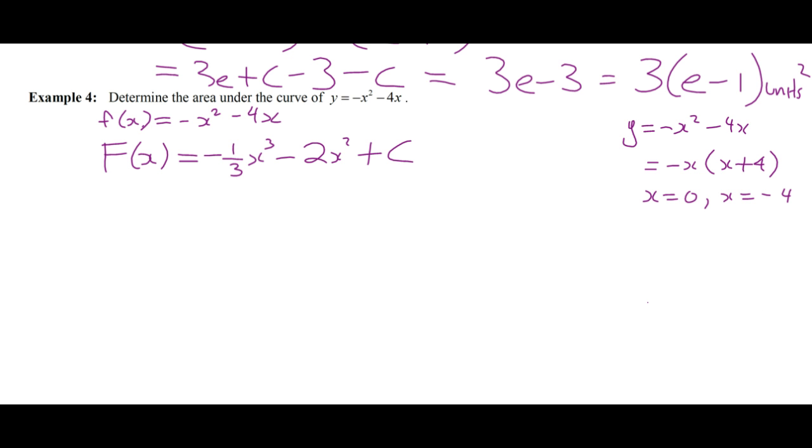I don't know how to do this. Sketch this first and put that in. Okay, so we're looking for the area from negative 4 to 0, right? That's what we're looking for. So we're looking for the area from negative 4 to 0.